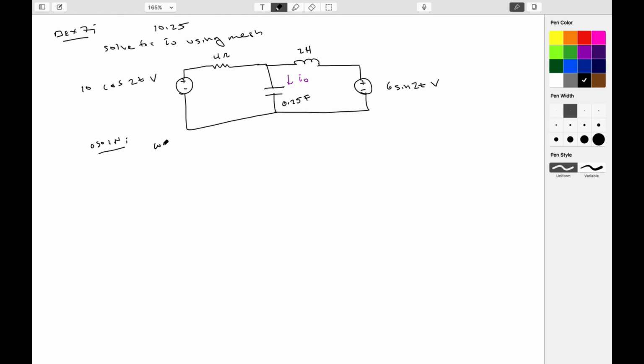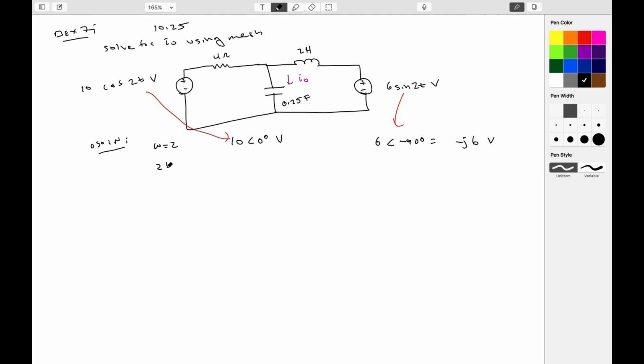In this problem, I have omega equal to 2. And then I can convert all these things. 10 angle 0 degrees is this voltage source. This voltage source over here is going to be 6 angle minus 90 degrees, which is equal to minus J6. All right, so these are my voltage sources.